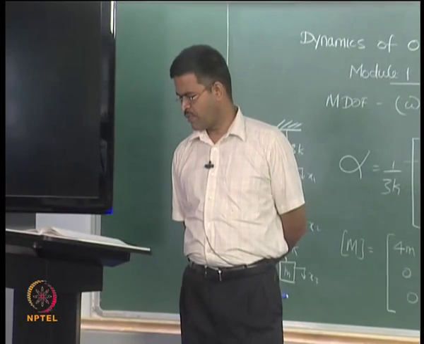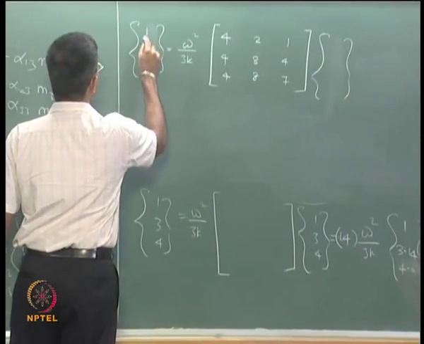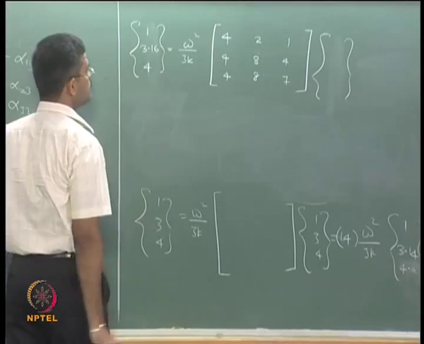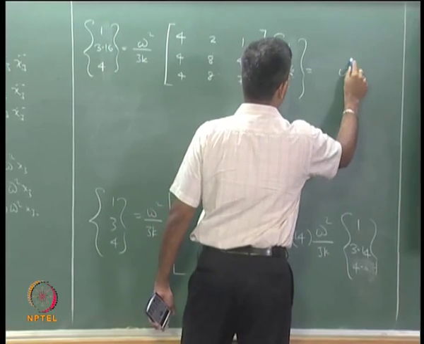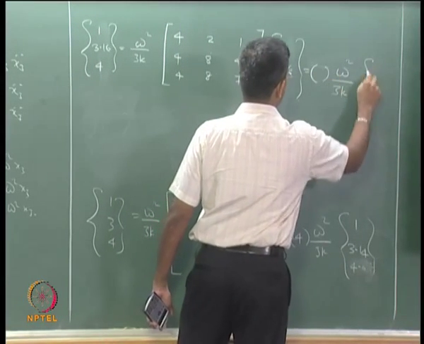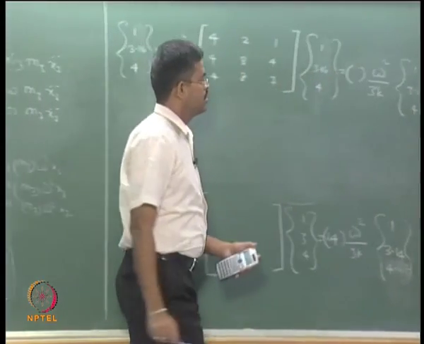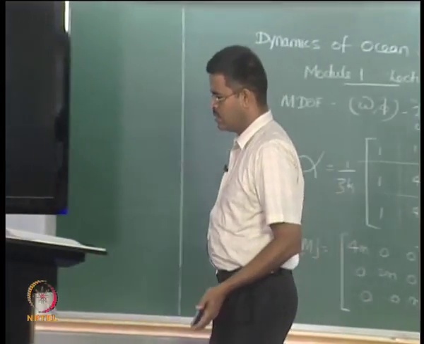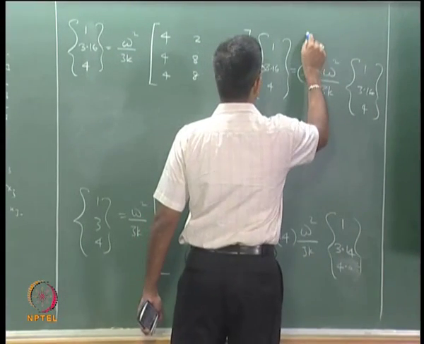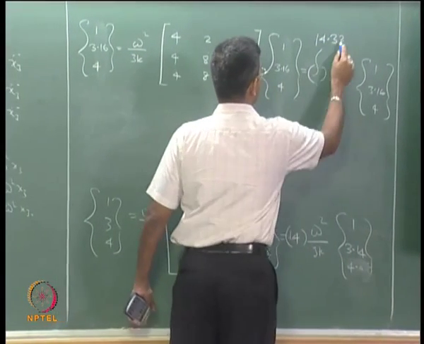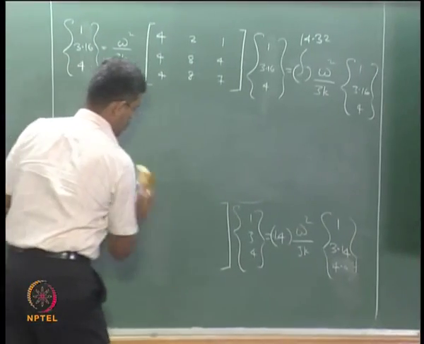So, after the fourth step of iteration, I am getting this as 1, 3.16 and 4, matching with 1, 3.16 and 4, and the multiplier is 14.32. This multiplier is 14.32. This is what I will get after the fourth iteration.